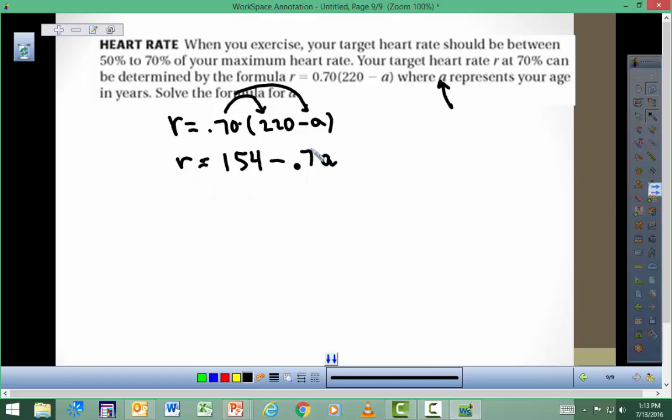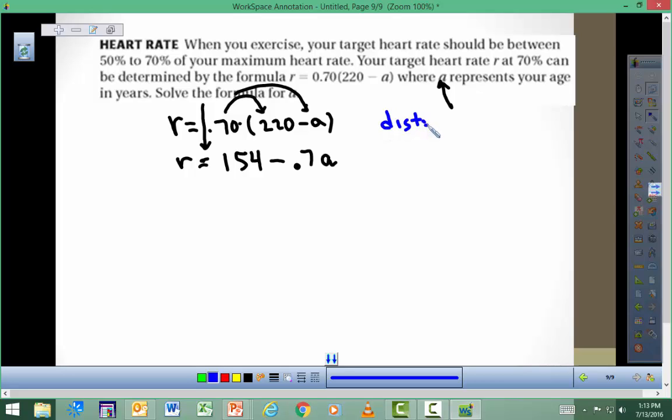Okay, since I'm solving for A, I really don't care what R is right now. I'm solving for A, so what I'm going to do is move this number to the opposite side of the equal sign. And since I have an equal sign right here, I can start using the properties of equality. Now, by the way, the reason for this step was the distributive property.